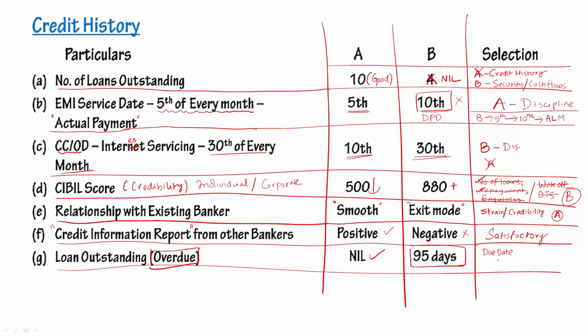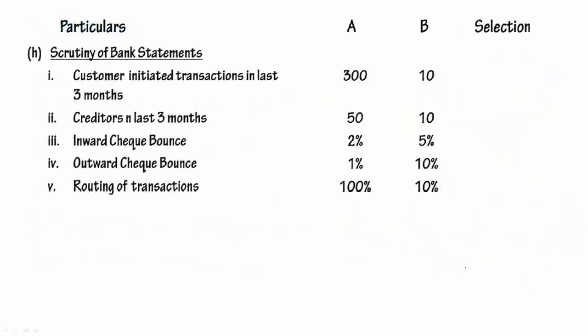It means it has crossed the due date by more than 90 days. It means the payment is pending for greater than 90 days. In this case, it is 95 days. Now, why am I stressing so much on 90 days? Because if for 90 days the loan's interest and principal is not serviced, then it will become a non-performing asset, which is going to result in loss for the bank. So in this case, obviously, the bank will be okay with A and not with B. So let's summarize.